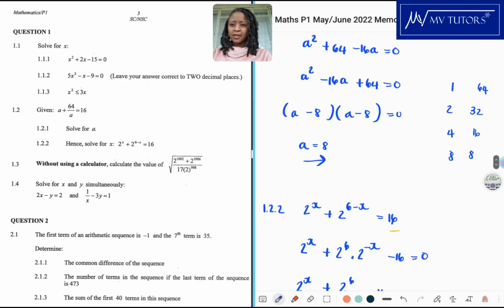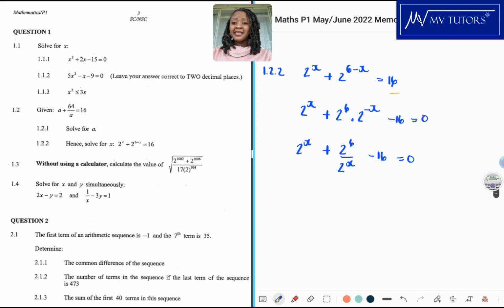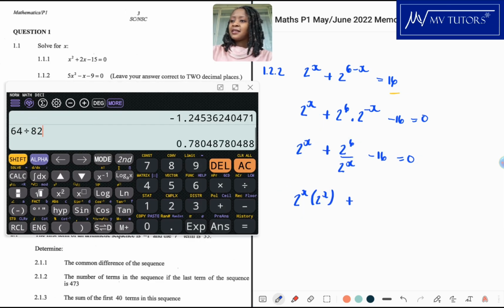Does this look in any way familiar? I don't know. Let's continue. So I want to get rid of that fraction, so I'm going to multiply by 2 to the power x. So I have 2 to the power x times 2 to the power x. I'm left with 2 to the power 6. What is that? Let's just check.